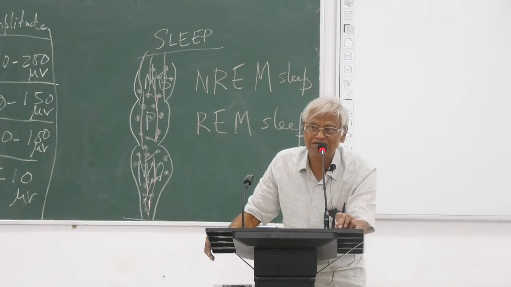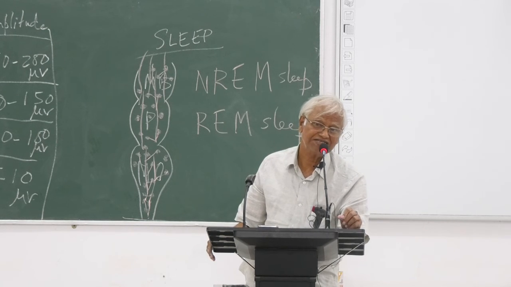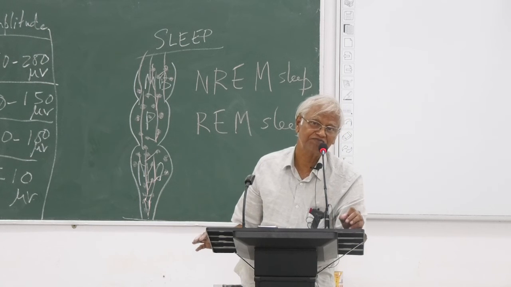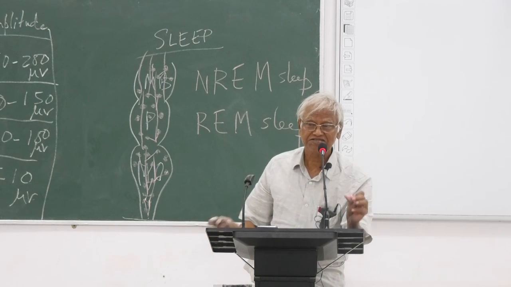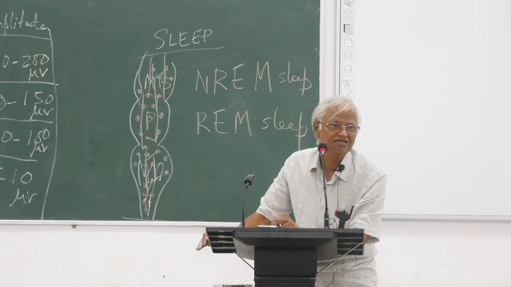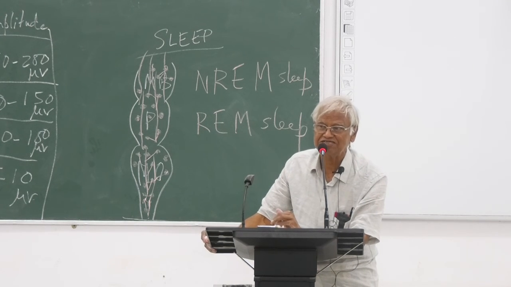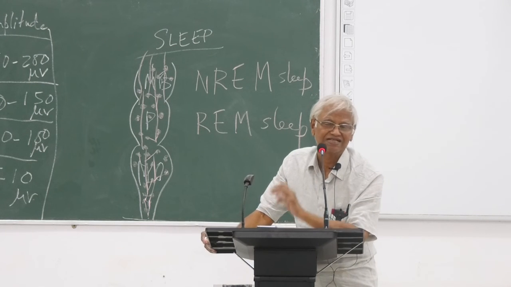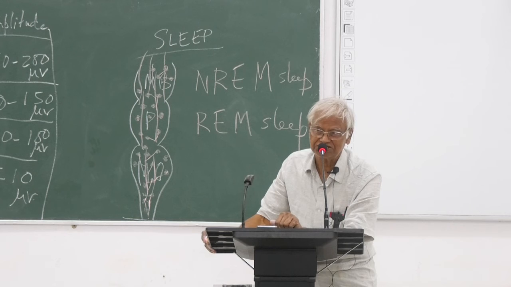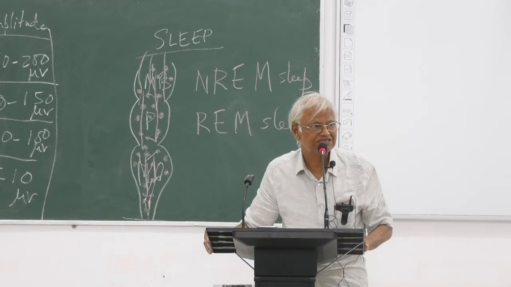So in these 6 hours, 4 and a half hours is NREM sleep, non-rapid eye movement sleep, and 1 and a half hours is rapid eye movement sleep. And during this REM sleep phase, there is beta wave, even if the person is fast asleep. And this is the time when a person dreams.